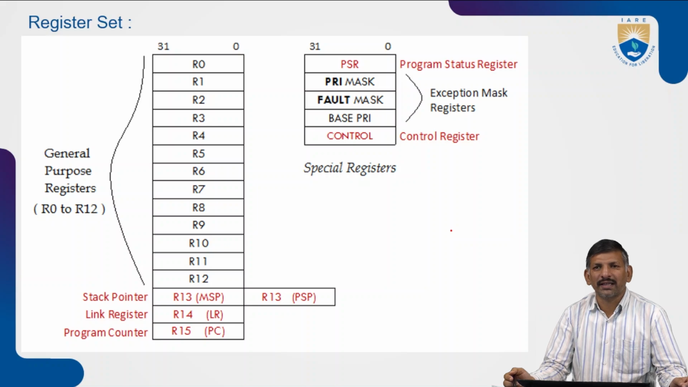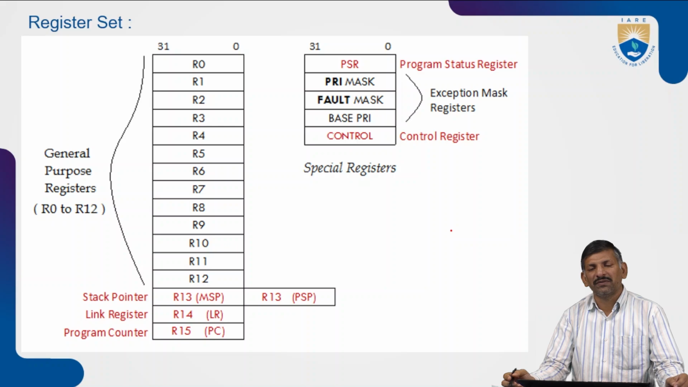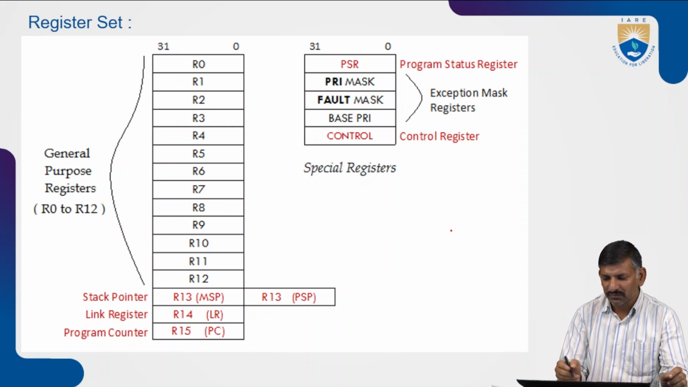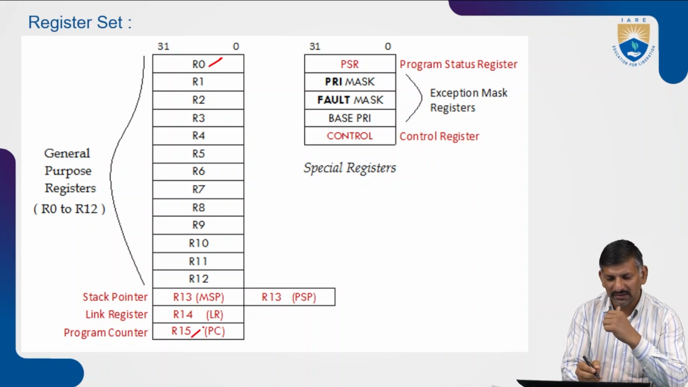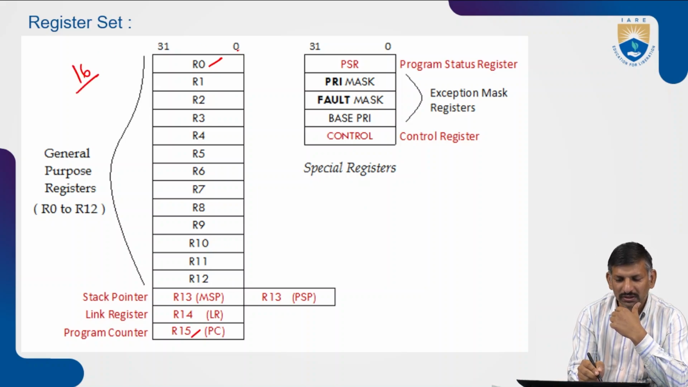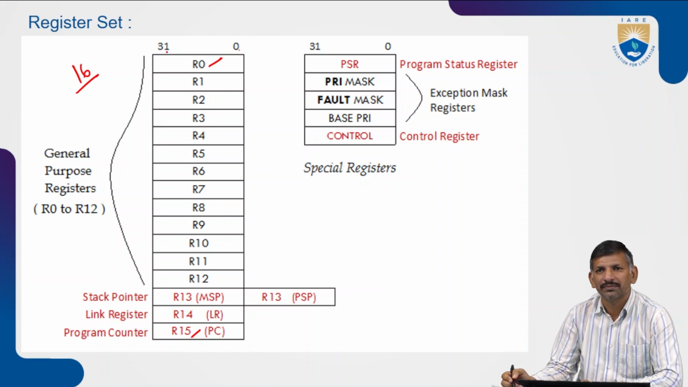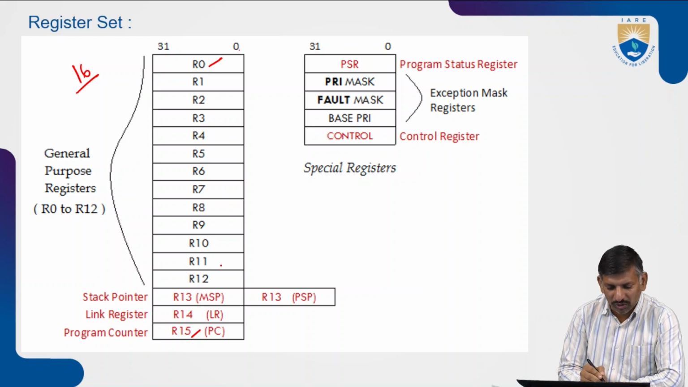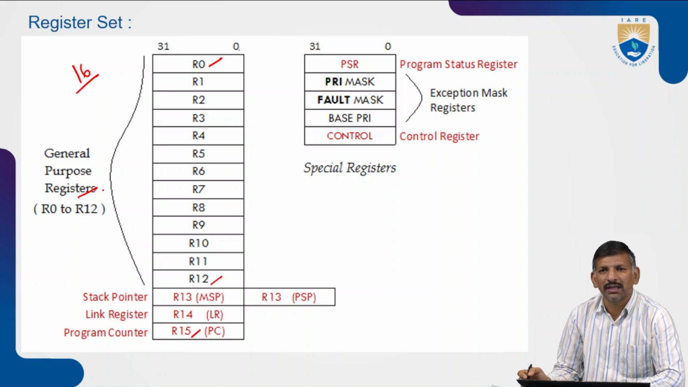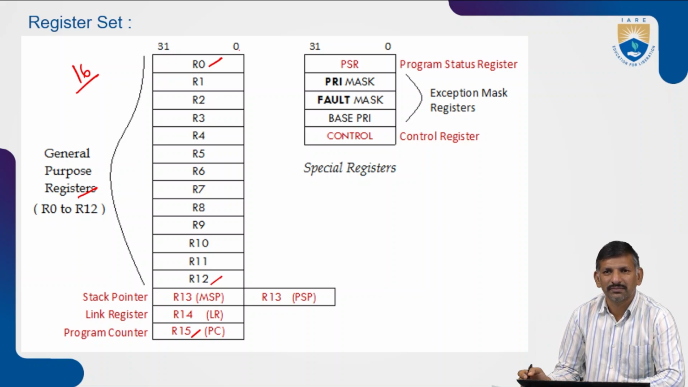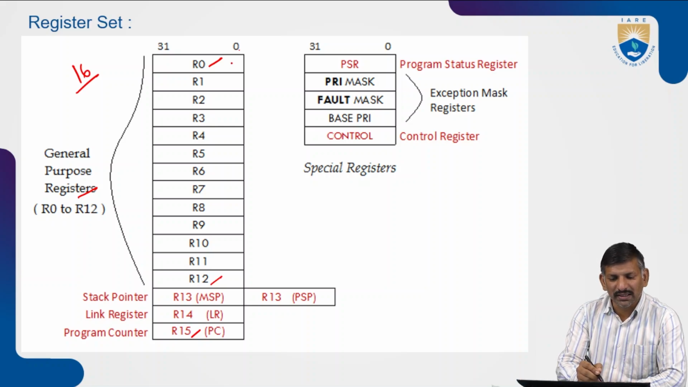If you look at the register organization of ARM processor architecture, it contains various types of registers. Some of them are R0 to R15, a total of 16 32-bit registers. Among them, R0 to R12 are used for storing data and instructions as general purpose registers. The register size is 32 bits.